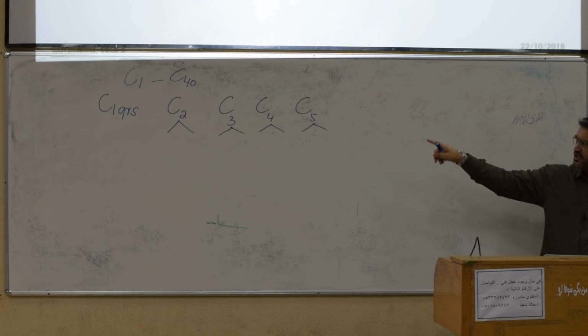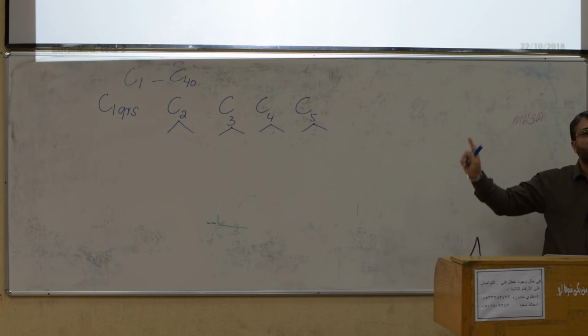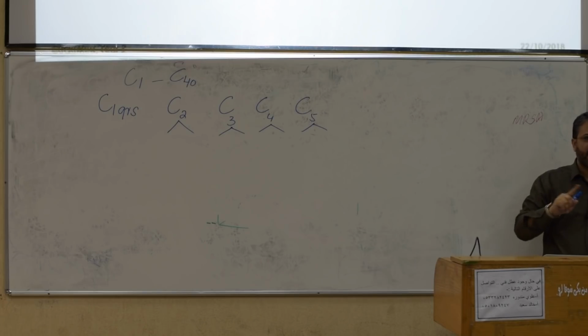Then C2, C3, C4 and C5 are normally inactive in the blood, but whenever they are activated, they will be converted into 2 parts, A and B. So C2A, C2B, C3A, C3B, C4A, C4B, C5A, C5B. So each part will be converted into 2.